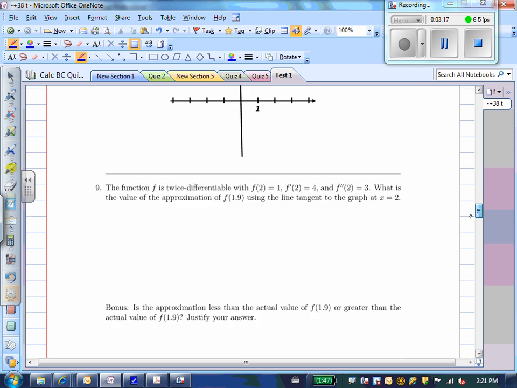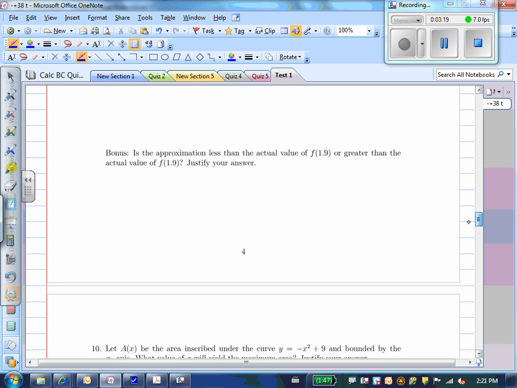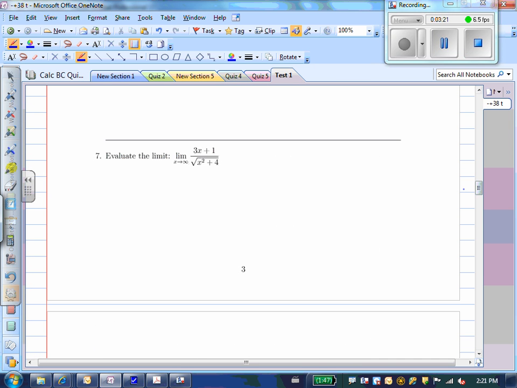The next thing we'll look at is question number 7 on Form B. This is number 16 on Form A. Okay, now what a lot of people did is they said equals 3x over square root of x squared. And then they said, well, then that's equal to 3, obviously.